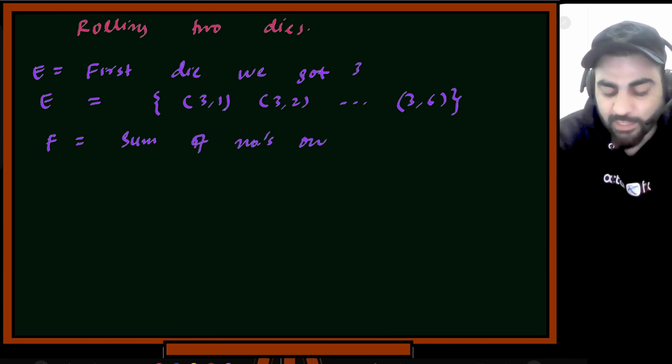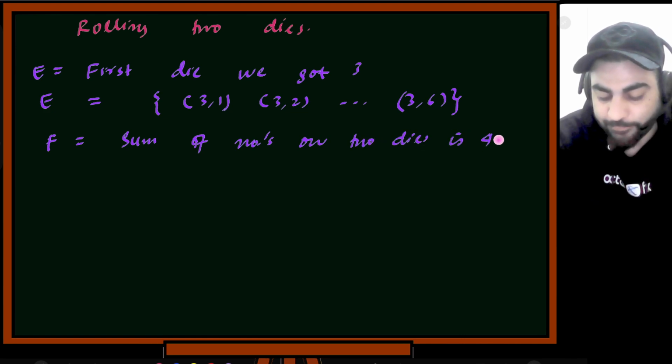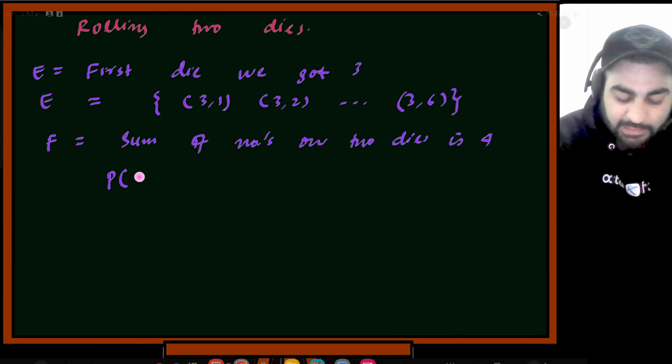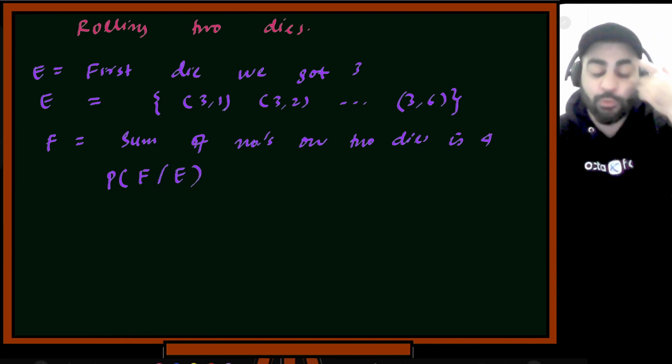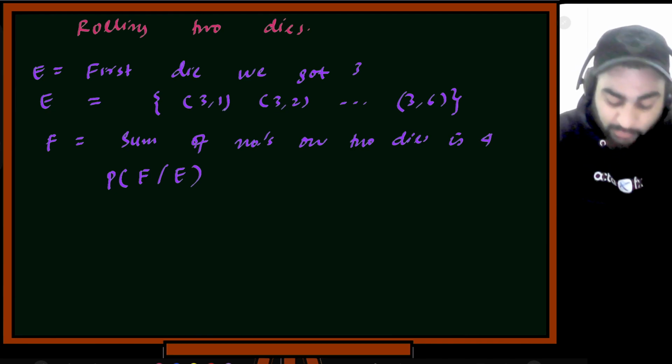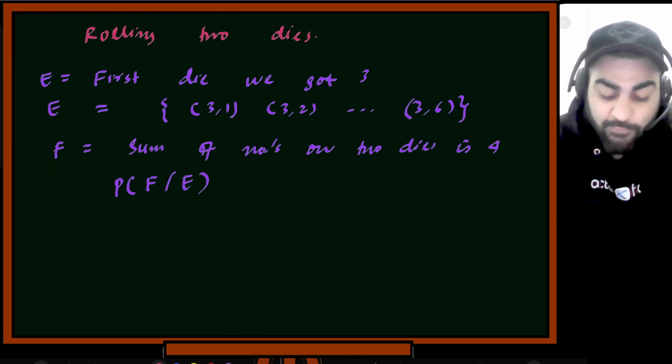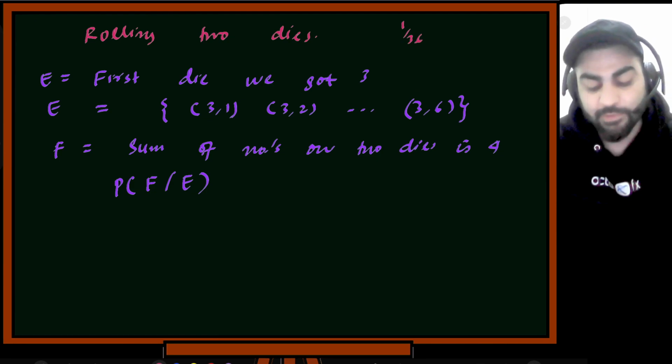the sum of the numbers on 2 dice is 4. Now I am asking you, what is the probability that the sum is 4 given that E has happened? So how will you do it? The first approach, keep that in mind. Initially, each of these events has 1 by 36 probability.